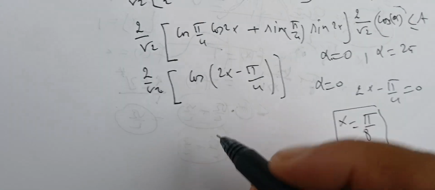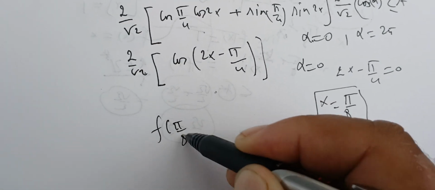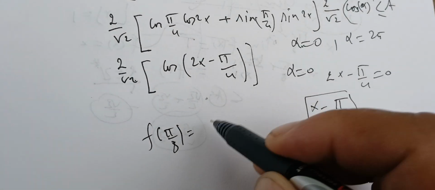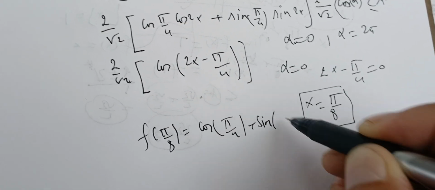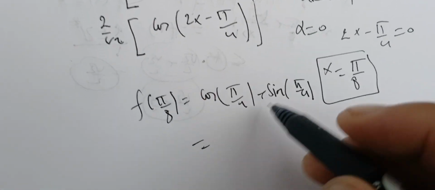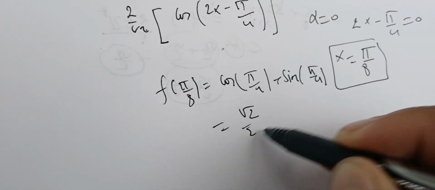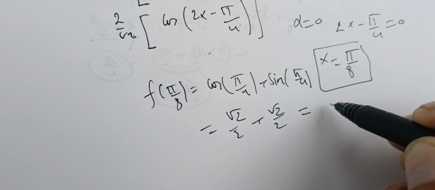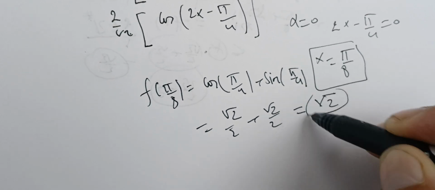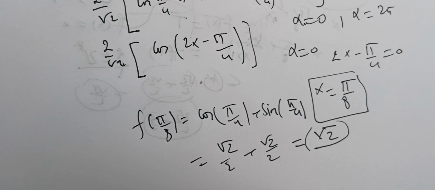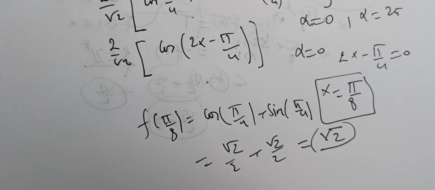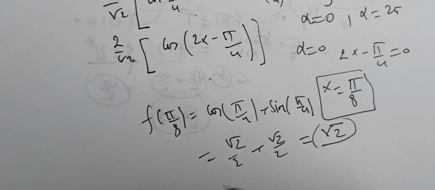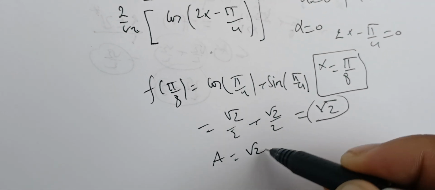In this case, I can solve here. My f of pi over 8 is going to be the cosine of pi over 4 plus the sine of pi over 4. And I know these values. This is square root of 2 over 2 plus the square root of 2 over 2, and therefore I have only the square root of 2. So the smallest value that I can get is that a can be the square root of 2, and this will work for me.